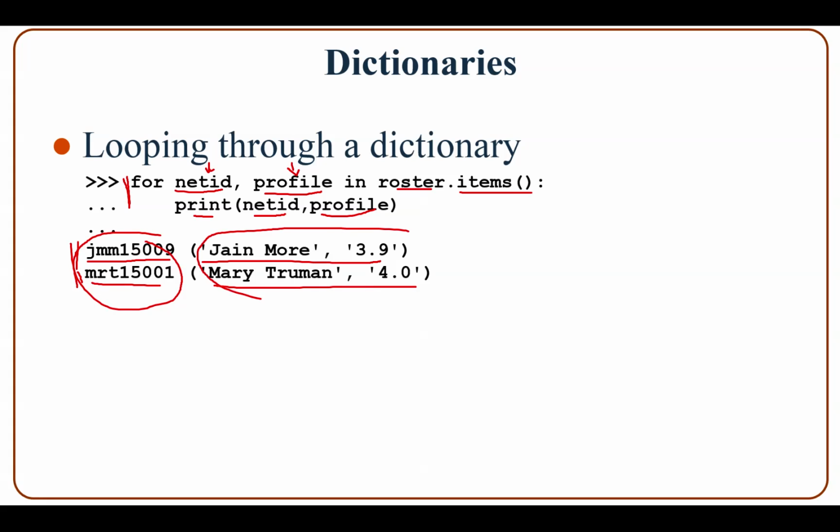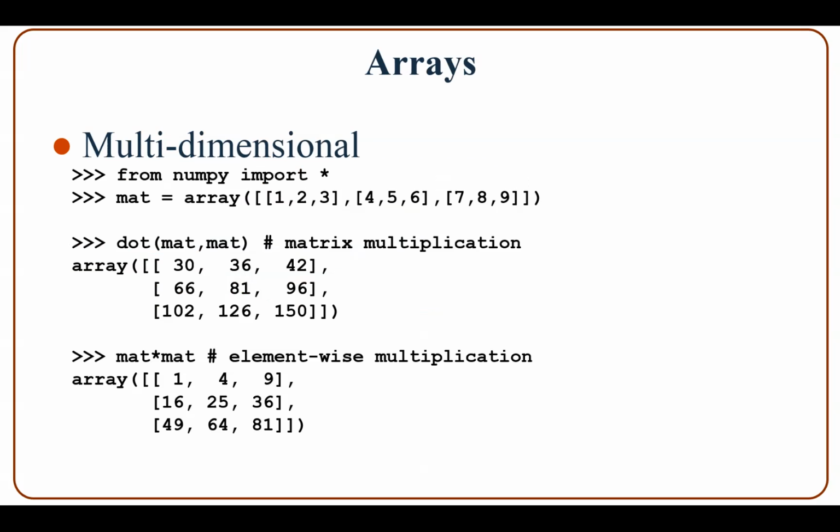Now let's talk about arrays in Python. Arrays are multidimensional. So in order to use arrays, you need to import from numpy. So let's say you import using this syntax, from numpy import star, import everything. So later on you don't have to prefix the function with numpy. And later on, let's say you want to create an array using parentheses. So this line, when it runs, gives you an array.